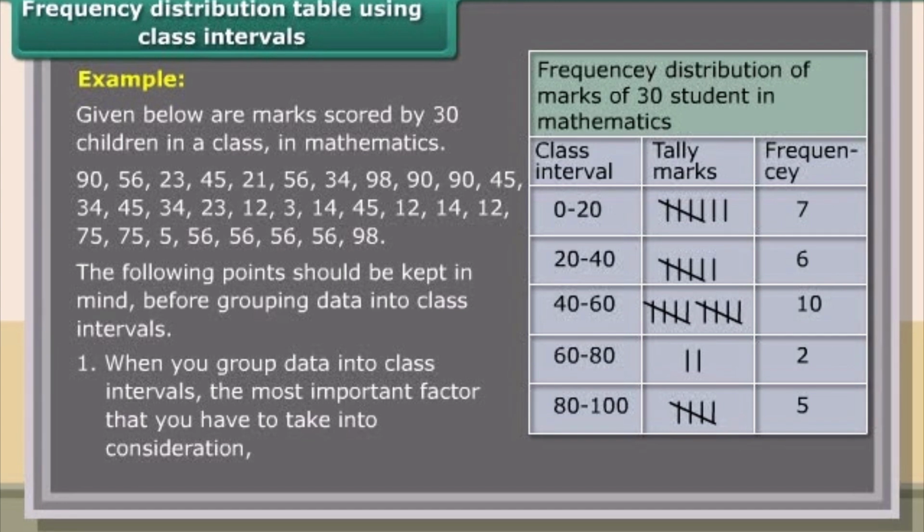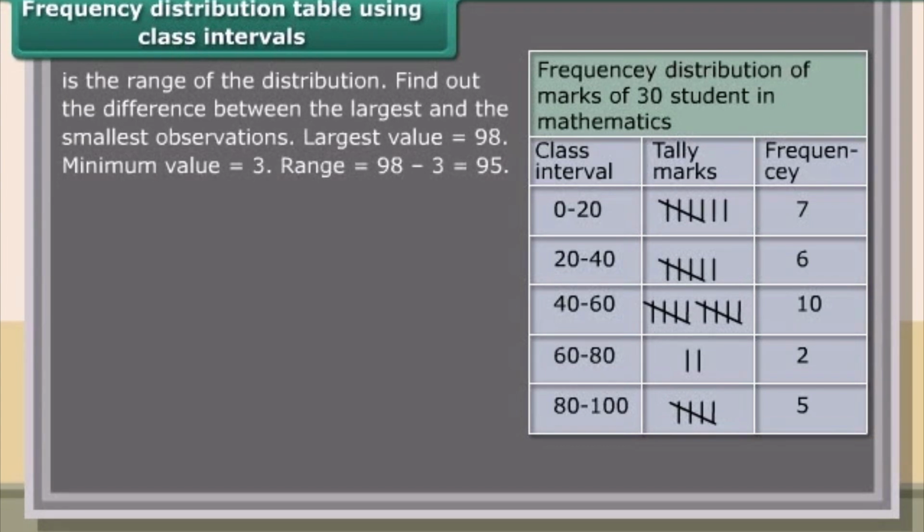the most important factor that you have to take into consideration is the range of the distribution. Find out the difference between the largest and the smallest observations. Largest value is equal to 98. Minimum value is 3. Range is 98 minus 3, which equals 95.